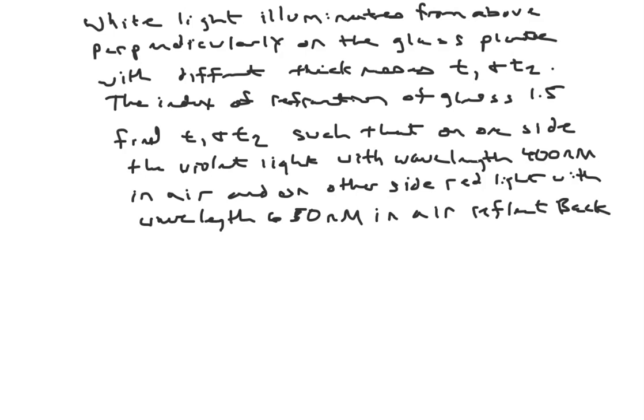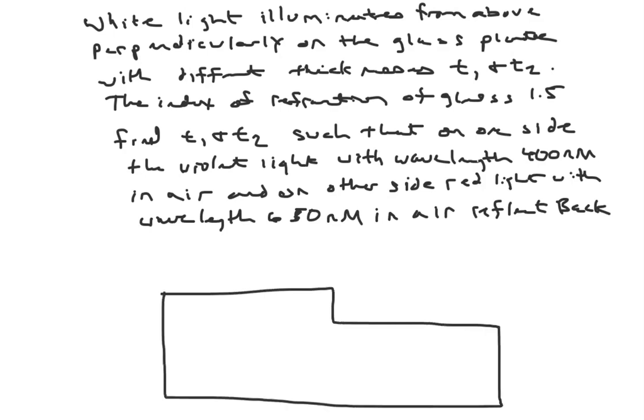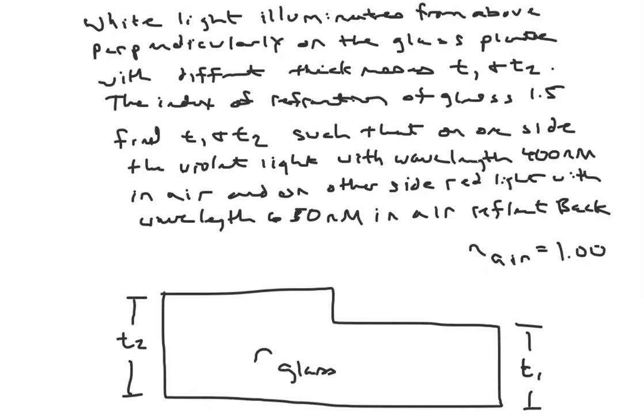and then the picture he gives is this, right? This is T2. He's asking for T2 and T1, right? This is T1. This is the glass, right? And right out here is air. So air has an index of refraction of 1.00. He says the glass index of refraction is 1.5.